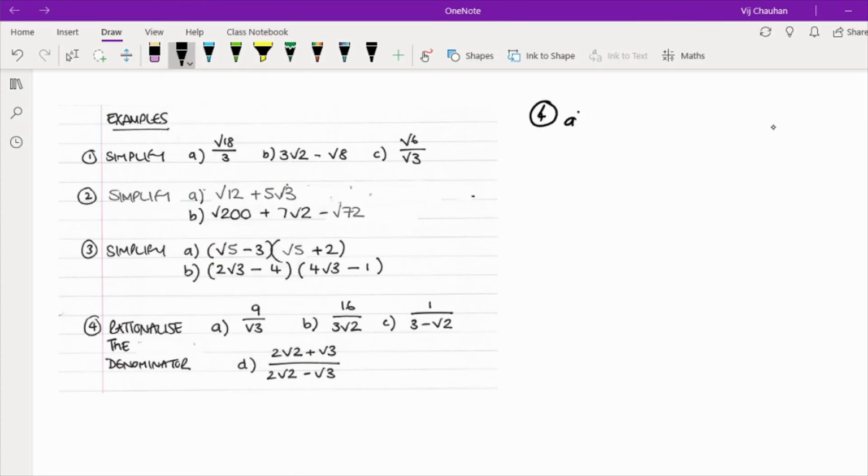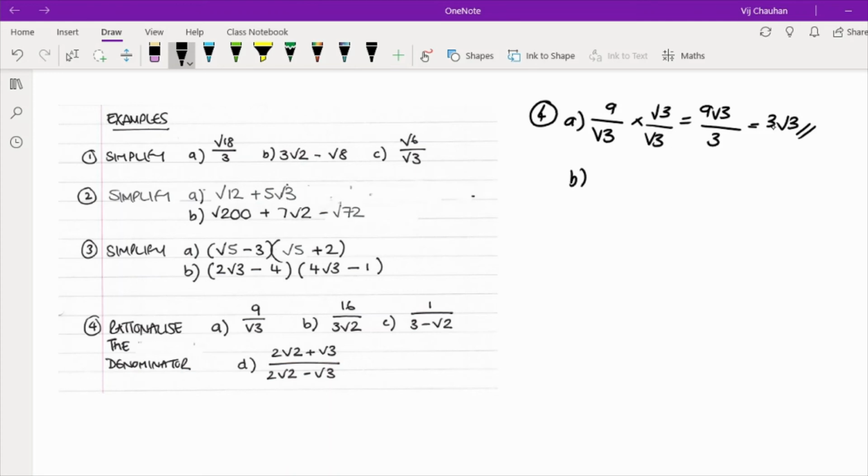So for question A, we've got 9 over root 3. What we do here is multiply both the top and the bottom, so the numerator and the denominator, by root 3, in which we get 9 root 3. Root 3 times root 3 is root 9, and root 9 is 3. And then we can simplify the 9 and the 3, leaving us with a final answer of 3 root 3.